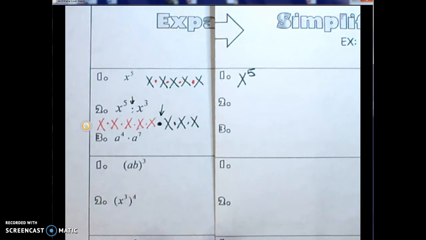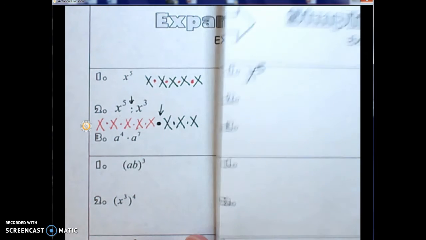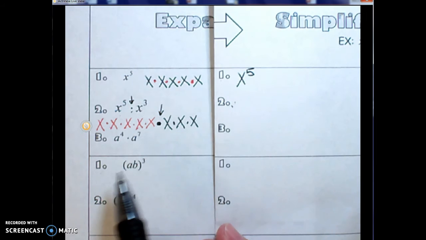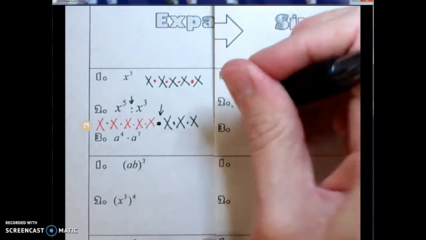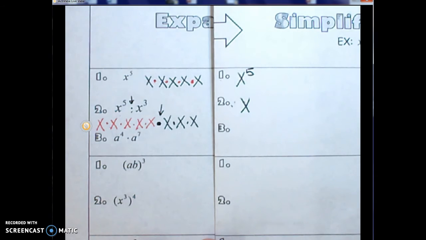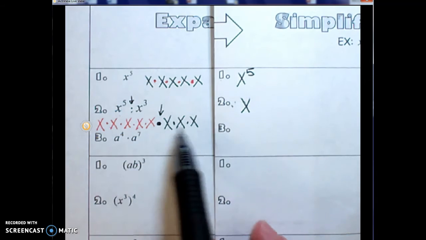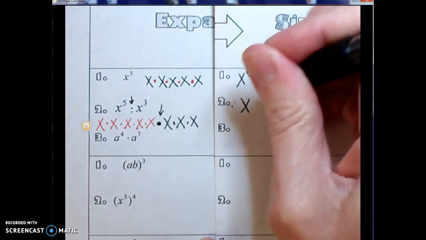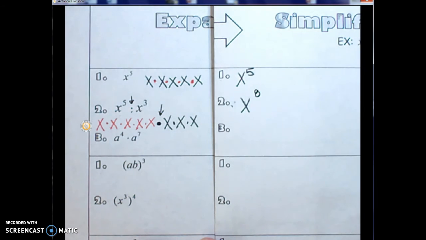So now my simplified form on the other side of your little book for problem number 2. What's the only variable we're dealing with here? X. So I'm going to write my base, my variable of x. How many times do I have my x listed? How many times is it being multiplied? 8 times. So what exponent do I get to use? 8. X to the 8th.